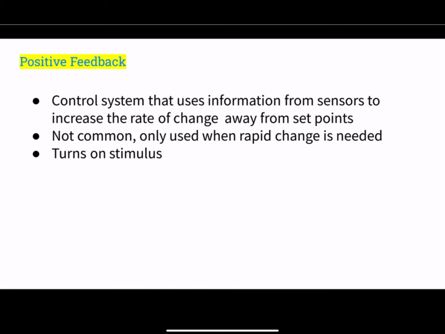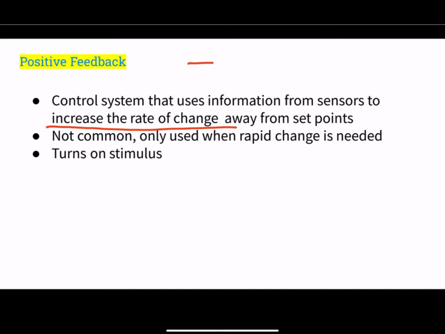Now we have the opposite system. Okay, now we're going to talk about these positive feedback loops, and we're going to look at some examples. The positive feedback loop is still feedback. We're still sending out a hormone, and it's going to elicit a response. But this is talking about a control system that uses information from sensors to increase the rate of change away from those set points.